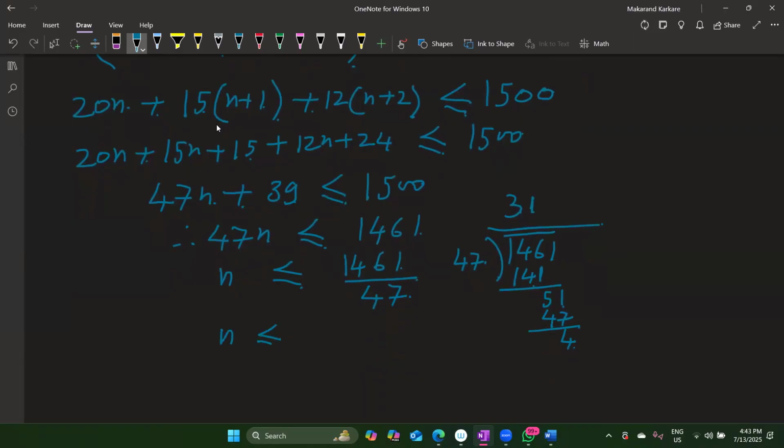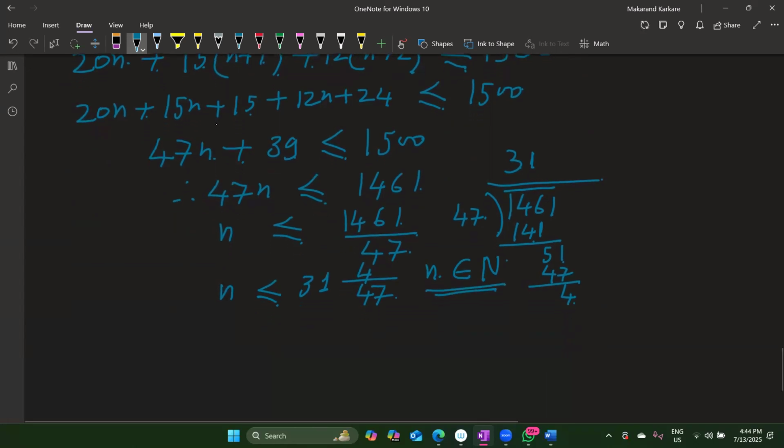So n is less than or equal to 31,447. But remember, what do we know? N belongs to natural numbers. So n is less than or equal to 31.